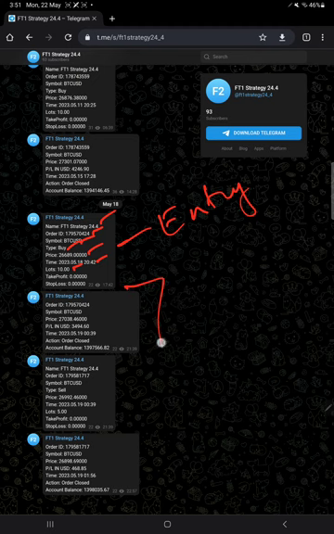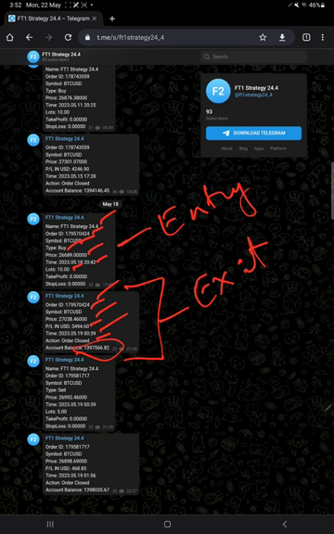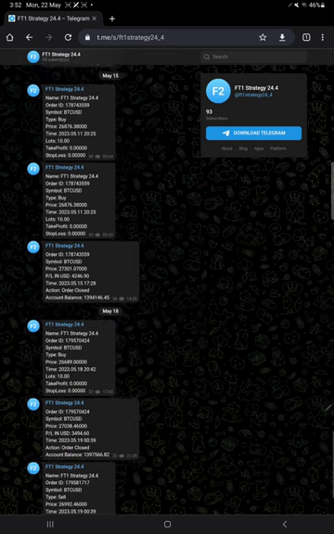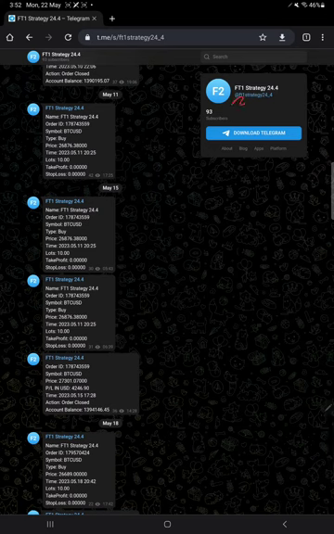Likewise, this is the example for exit. When the trade is closed, here you will find order ID, the symbol BTC USD, at what price, how much profit or loss booked, time and date, action order close, and the balance after closing the trade. Likewise, all the entries and exits are recorded on this channel. This is the channel link, at the rate FT1 strategy 24_4.